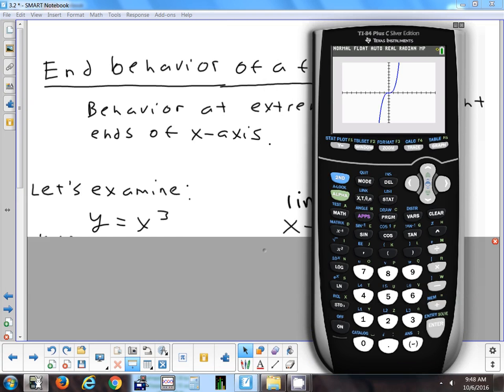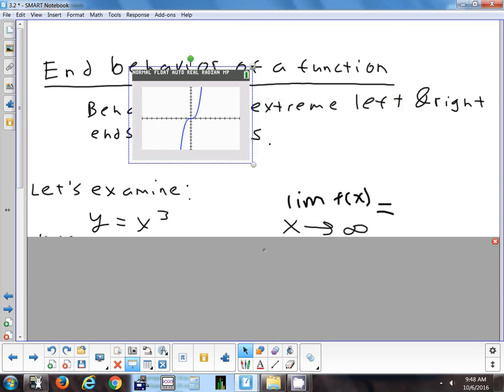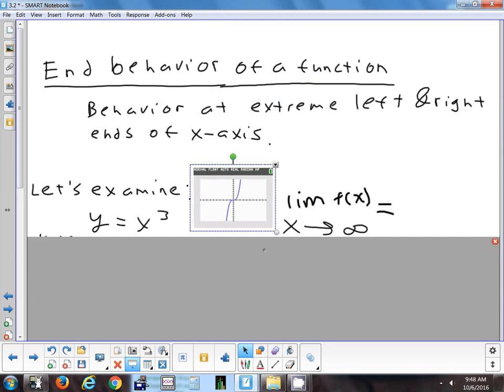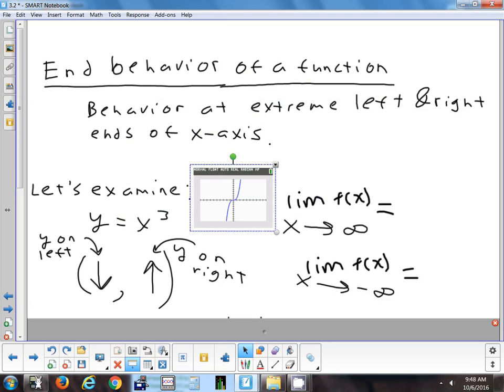And there's my function. So when we're talking about end behavior, we're looking at what's happening on the very ends. On this particular function, what's happening is on the right side of the function, it's going up forever. On the left end of the function, it's going down forever. That's the end behavior of this function. On the right end, it's going up forever. On the left end, it's going down forever. And that's how you can write it.